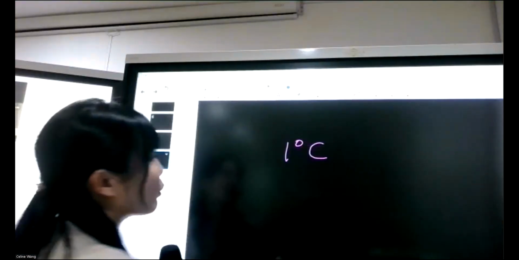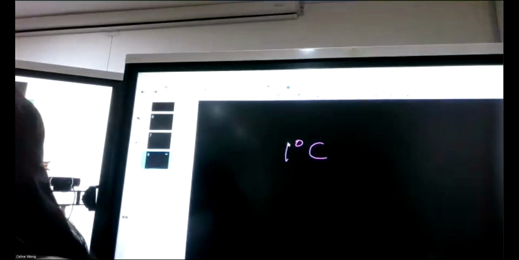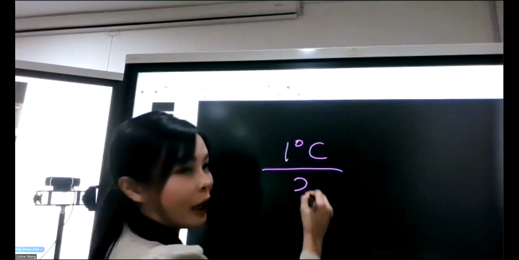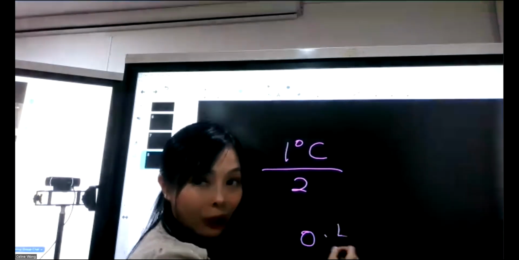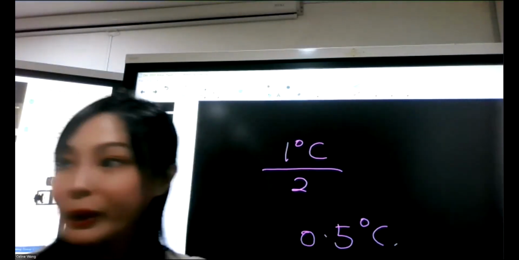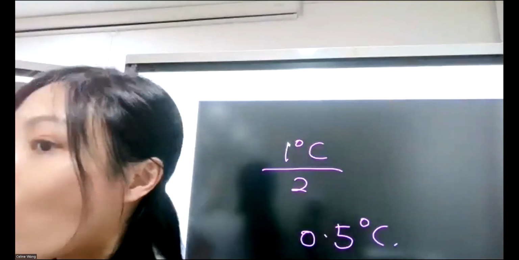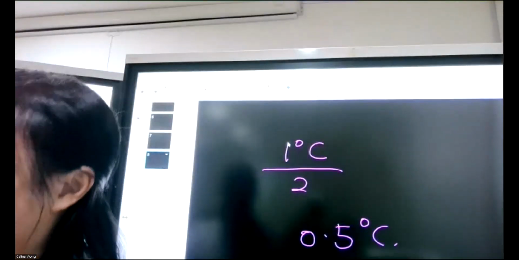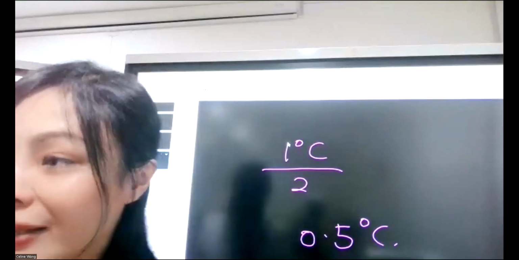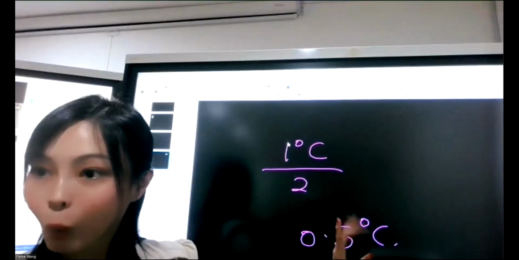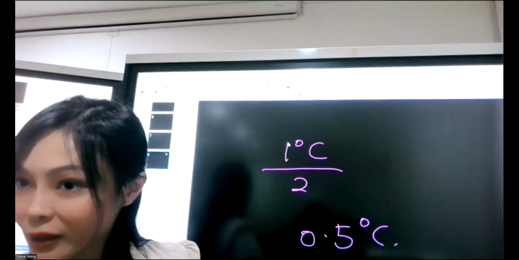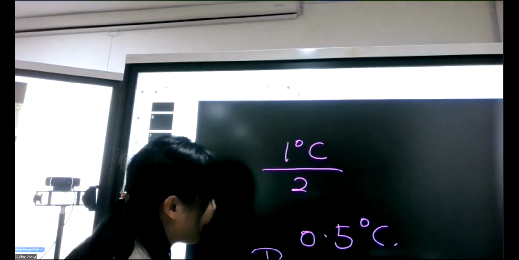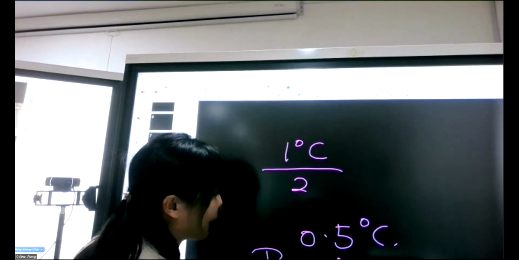For chemistry, what do you need to do with the smallest scale to get the decimal point? Anyone remember? Divide by 2. After you divide by 2, you get how much? 0.5. Correct? Meaning for all your readings, when you are writing the procedure and tabulating the table, all must use 1 decimal point. Do you understand what I'm talking about? When you're writing the procedure, remember your temperature must be up to 1 decimal point.